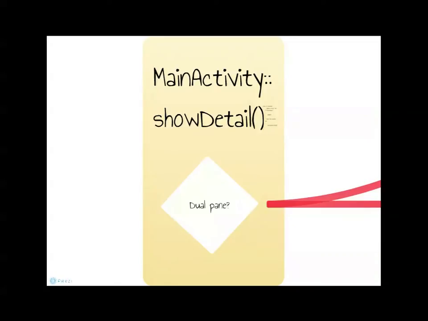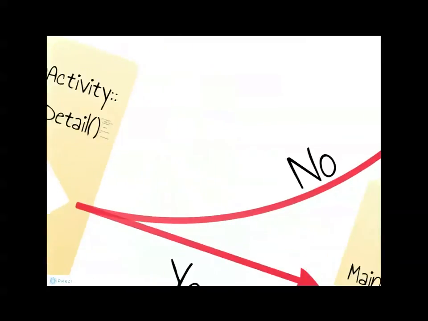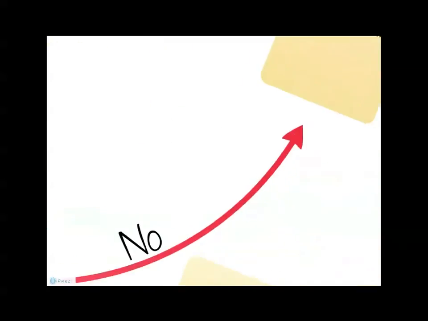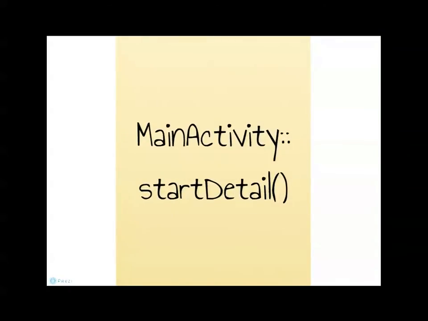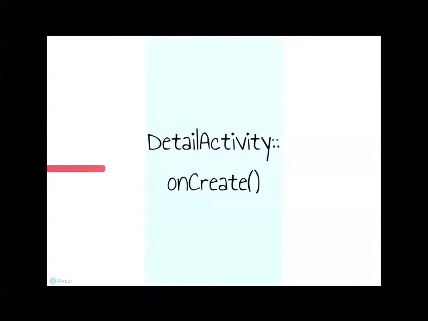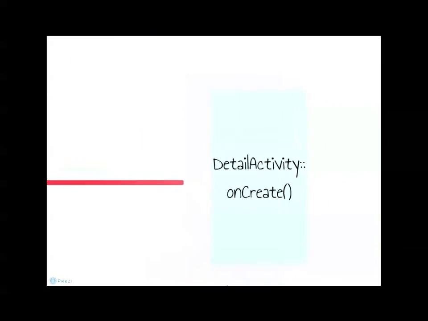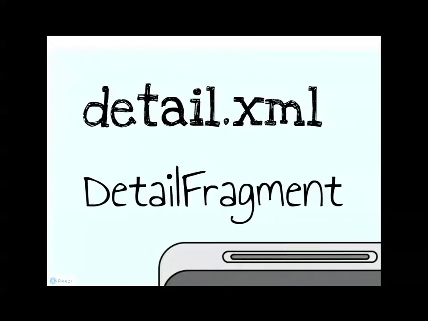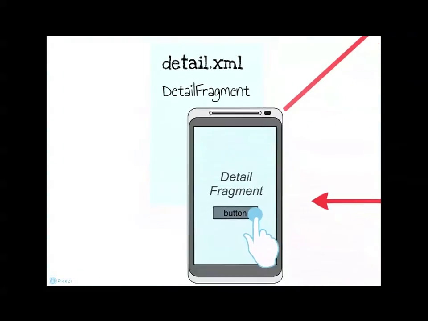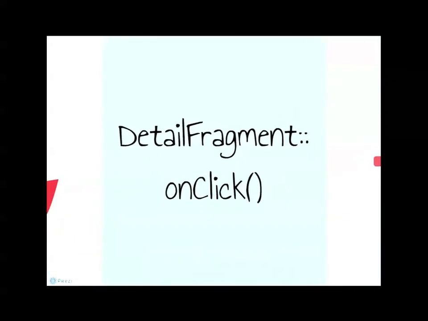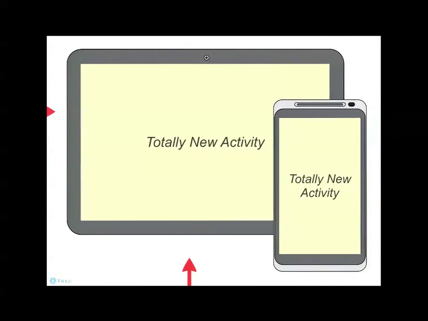It's going to do the same check that it did before. Should I update or should I start a new activity? This time, it's not dual pane, so it's going to start a different activity. It's got this function called start detail, which is going to call detail activity create. And then it's going to pull out the XML that only this phone will ever see. And that's the detail XML. It has one fragment in it, looks like this. And clicking on this button does the same thing that the tablet one did. Now we have a brand new tablet activity, and we've come back to the same part.